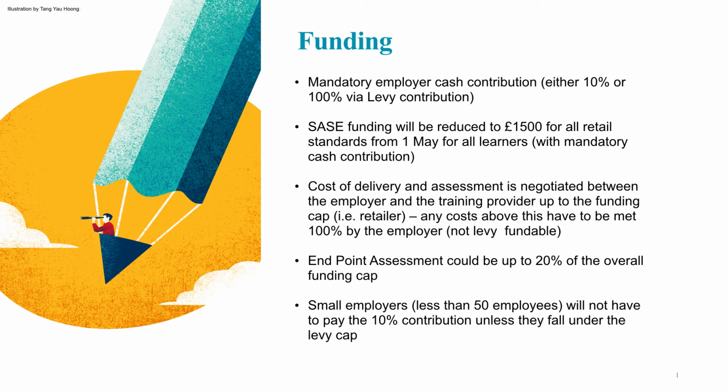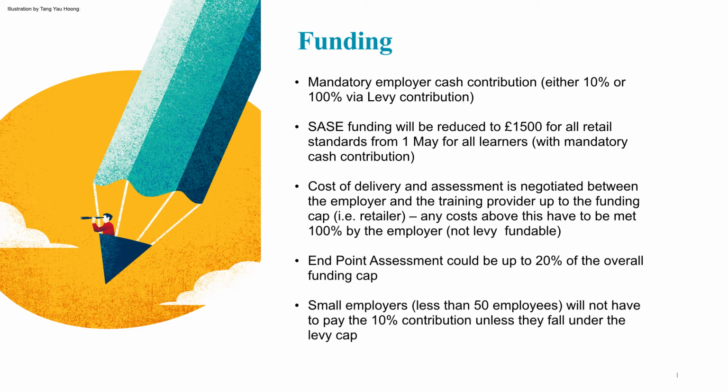So if they're a levy-paying organisation, obviously they are going to potentially want to pay the maximum amount to get the most out of their levy pot, especially if it's quite a large levy pot. But then you do have that negotiation. That negotiation and that £9,000 for CommiChef will also include the cost of endpoint assessment.